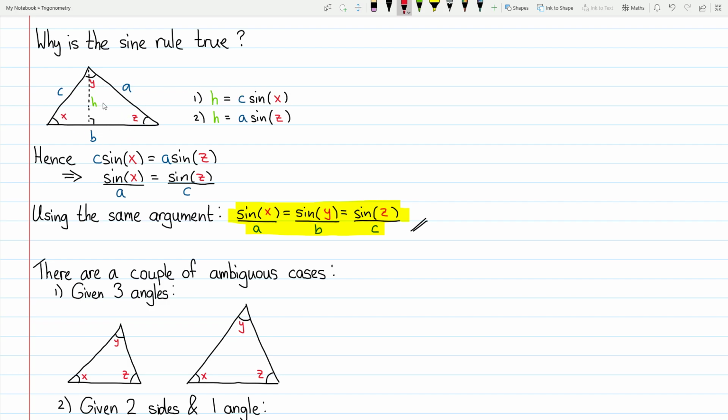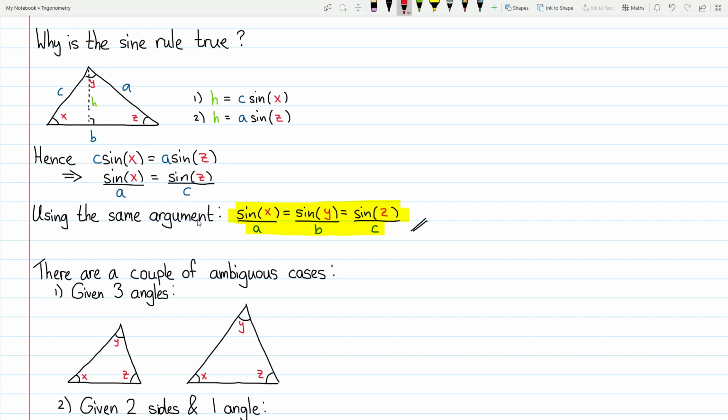solve for this length. And similarly, if we use the right triangle, we can apply the exact same argument. This is the opposite to this angle z, we have the hypotenuse a, and so we can then solve using our sine function. So we've calculated h in two ways, but it shouldn't matter which way we calculate it. So these two calculations should be equal, and by dividing through by our side lengths, we get this identity. We get that the sine of this angle divided by its opposite side is going to be equal to the sine of this angle divided by its opposite side.